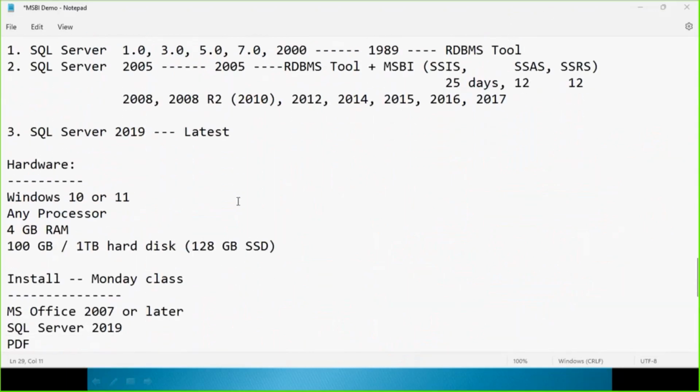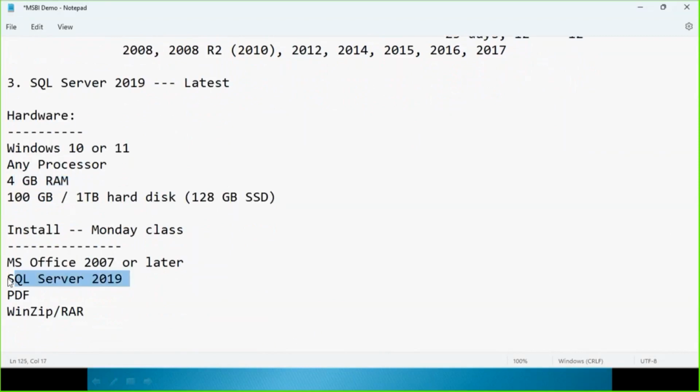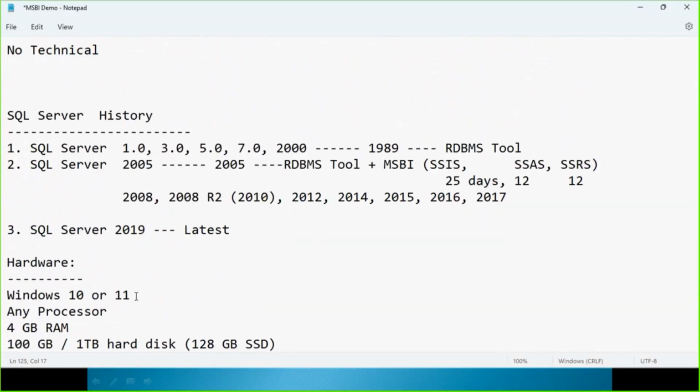Clear? So what is the hardware? I told you Windows 10 or 11, any processor, 4 GB of RAM. We are going to be installing SQL Server 2019 on your laptop in Monday's class. Am I clear? So all of them were discussed yesterday. And as I told you, SQL Server 2005 onwards, it is SQL Server software, meaning data storing software. It is also called MSBI software.